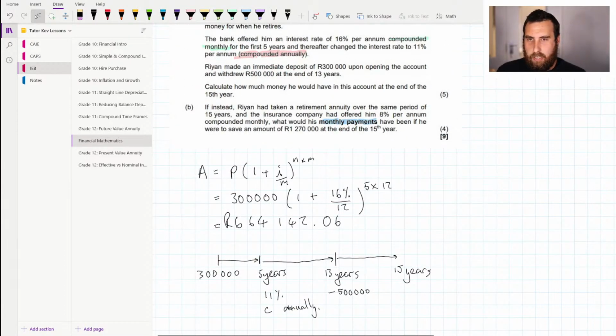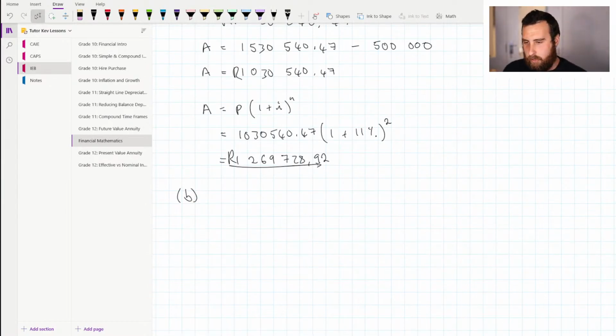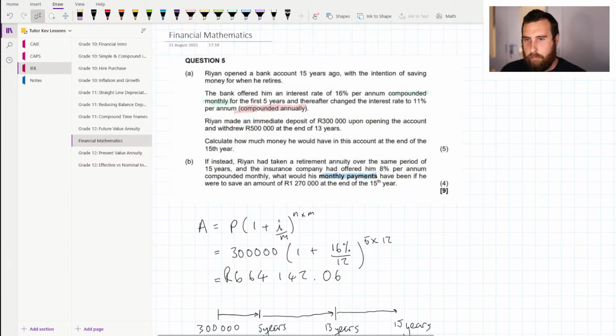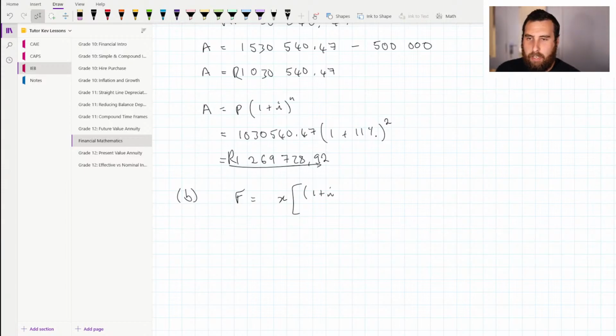Okay, so let's dive in. Here we're going to have to use the future value formula, because it's a retirement, it's an annuity. We're looking for a retirement. We have a lump sum at the end. So the formula is F is equal to X times (1 plus i to the n minus 1) all over i.